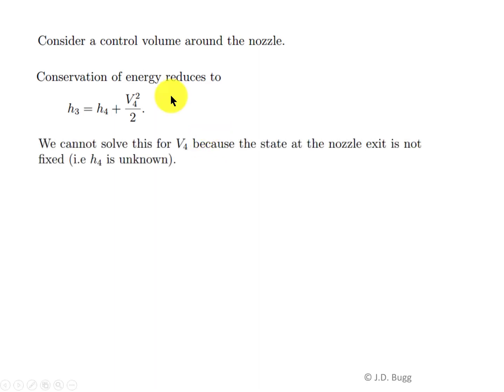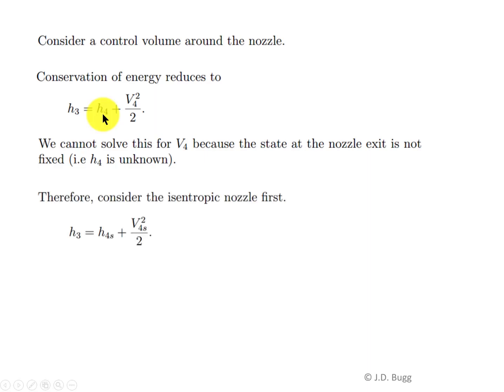Now the problem with this is we can't solve for V4 right away because we don't know H4. We do know enough to get H3, we know pressure and a temperature there, but we don't know enough about point 4 to get H4. So that's a problem. So what we're going to do is look at the isentropic nozzle first. So this is the real nozzle.